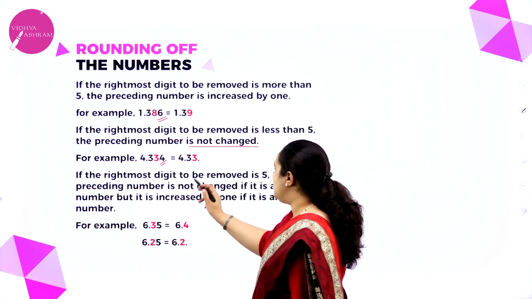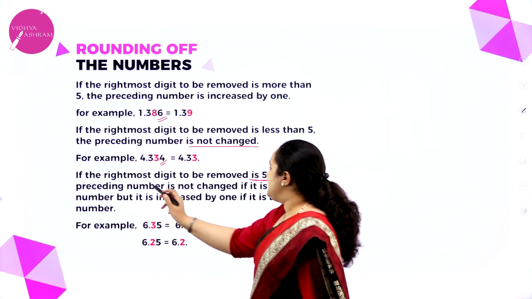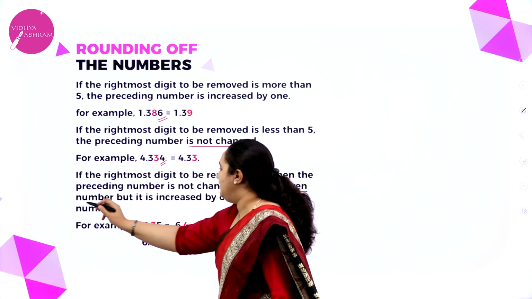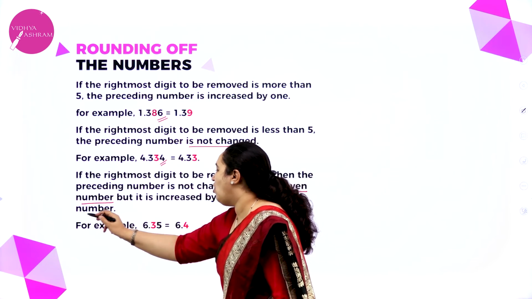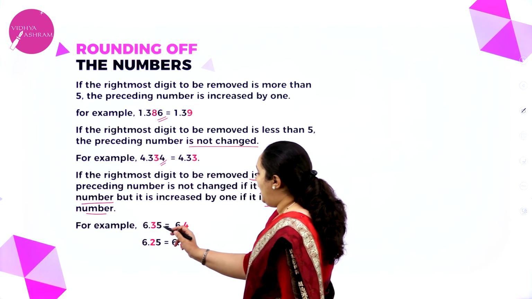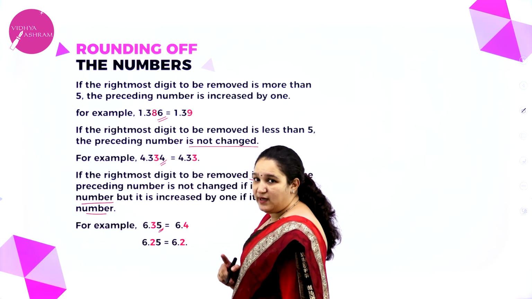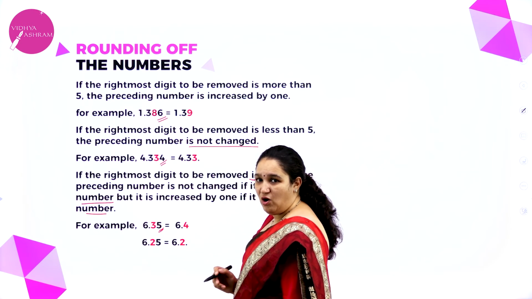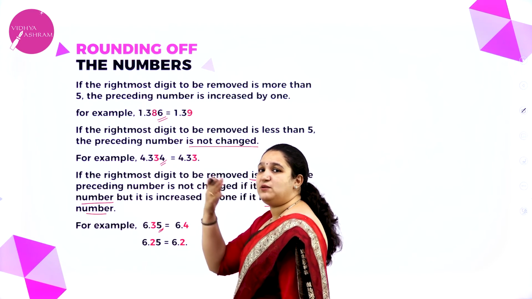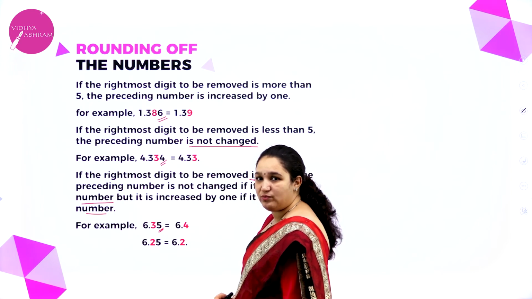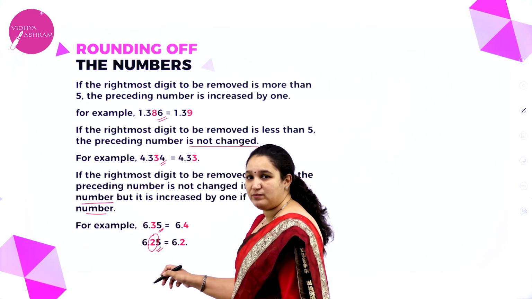Now, if the rightmost digit to be removed is 5 itself, then the preceding number is not changed if it is an even number, or it is increased by 1 if it is an odd number. For example, I want to remove 5 here and the number preceding that is 3. It is an odd number. Correct, no? 1, 3, 5, 7 are odd numbers. So I will increase it by 1. So I write it as 6.4. Now I want to remove 5 in this particular number and the preceding number is an even number. I leave it as it is.